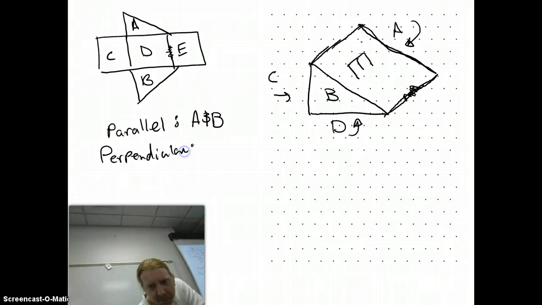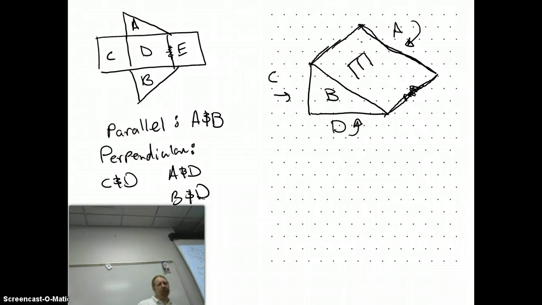Perpendicular. Well, here's the obvious one. C and E obviously hit at a right angle. When you think about this ramp, this side and this side are going to be perpendicular. What's another pair of perpendicular sides? A and D? Yep. And likewise B and D.